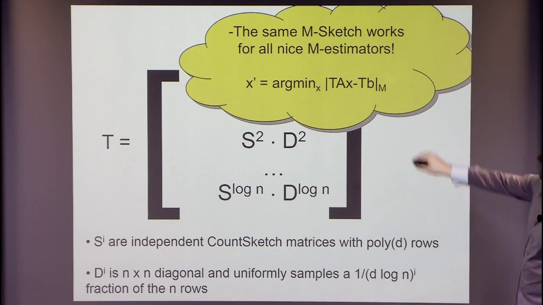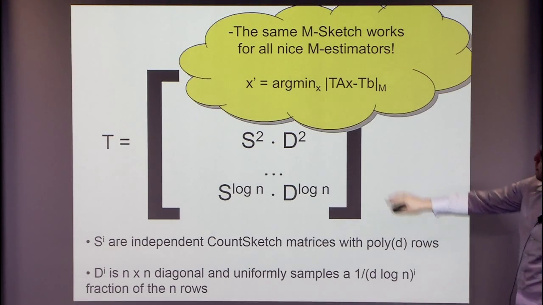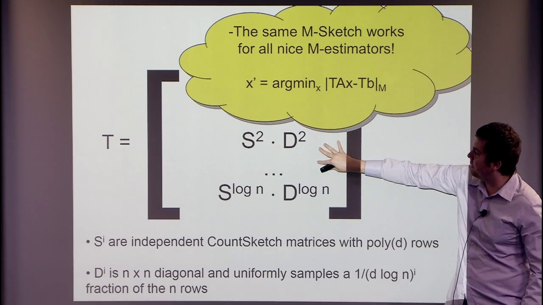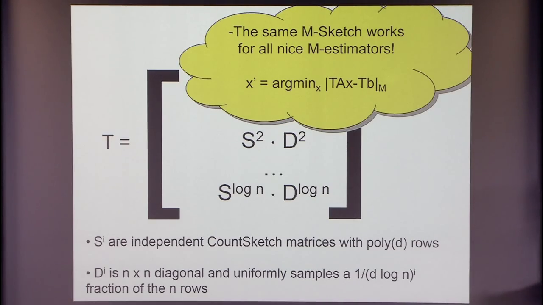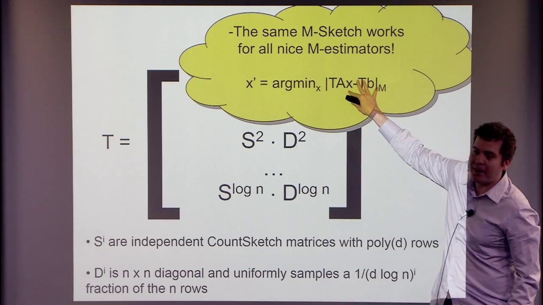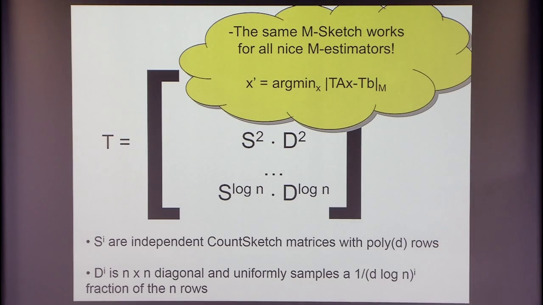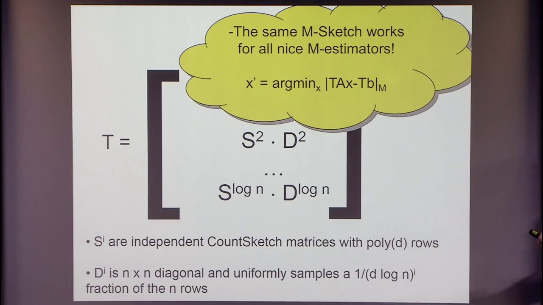So what I said earlier about the sketch being universal is the following. You compute T times A for the sketch matrix T and T times B, and then you can choose any M-estimator. You just solve this regression problem, minimizing the M norm in the sketch space. And this is very efficient because the number of rows of T is something like poly d times log n, whereas the original number of rows was n.